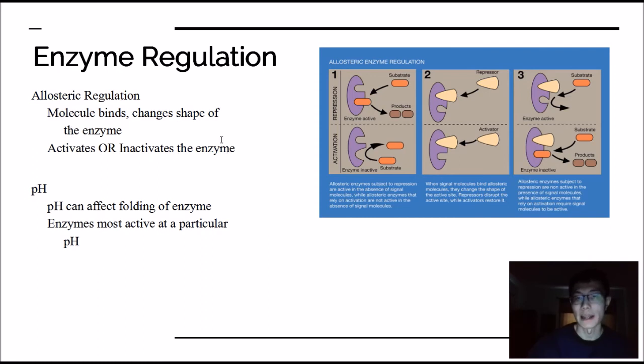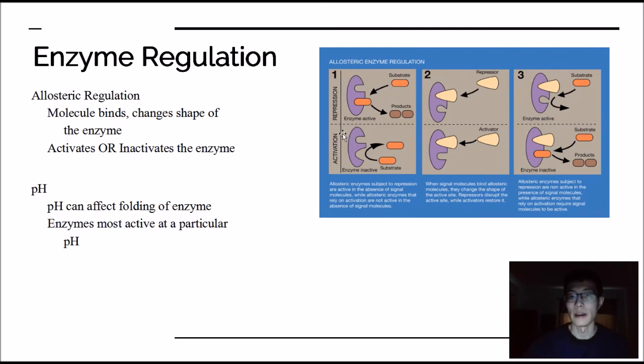So there you go. Now, in terms of enzyme regulation, you can also have allosteric regulation, where a molecule binds and changes the shape of the enzyme, or potentially inactivates it. If you look at this situation over here, we have a repression situation, where a substrate coming in would normally make products. But if a repressor binds to a certain site, it can prevent the substrate from coming in and therefore repress the enzyme and prevent it from producing the products.